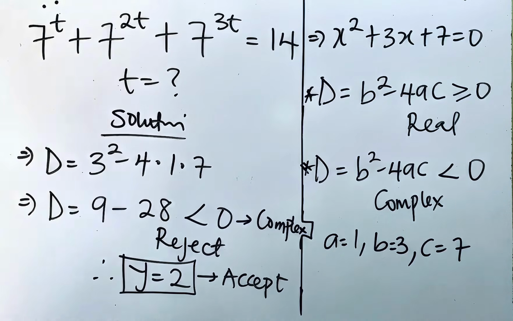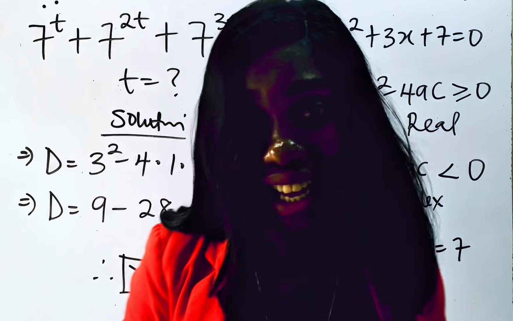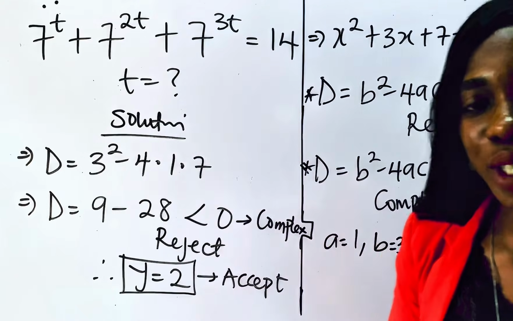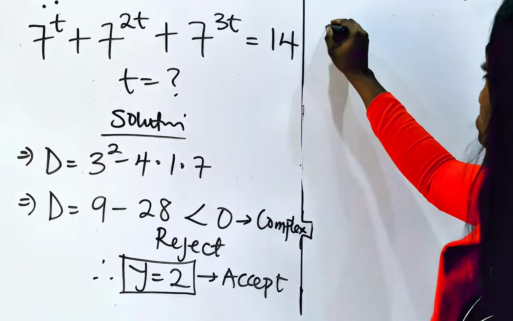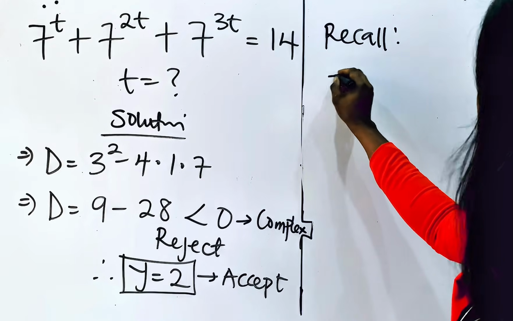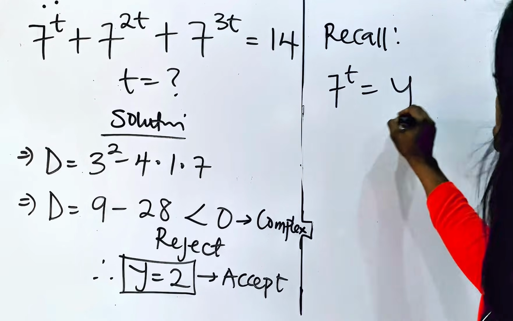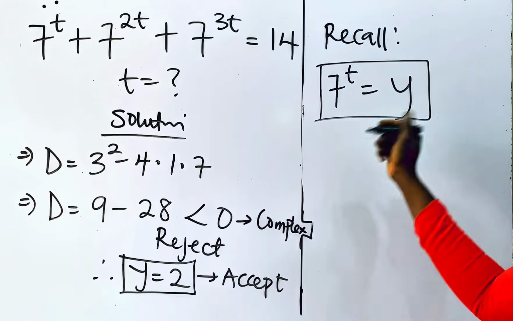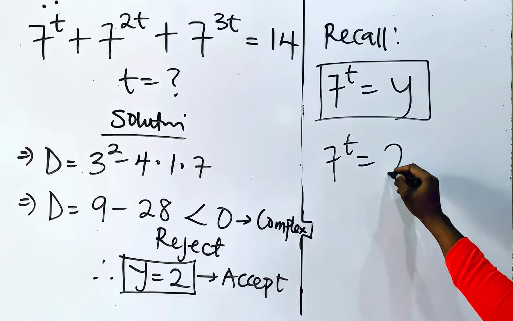Now, with y being 2 as the only real solution of this cubic equation, we are going to remember what we stated earlier. The question is not on y, but on t. So let's recall what we stated earlier. We said 7 to the power of t is equal to y. In that case, our y is 2. So we now have 7 to the power of t is 2.